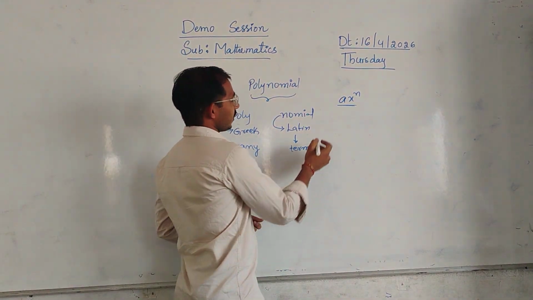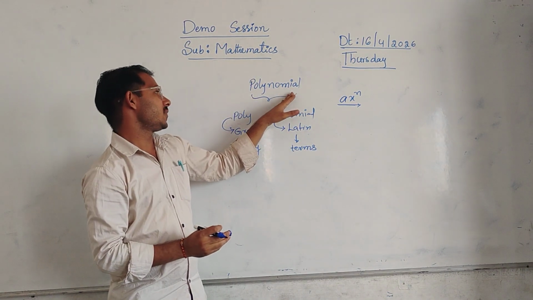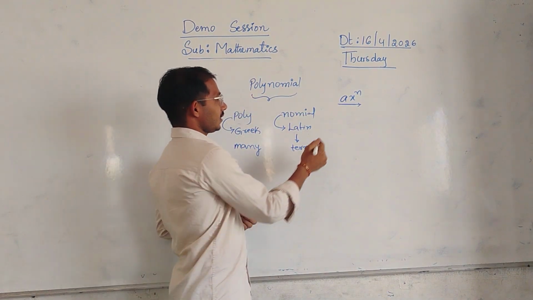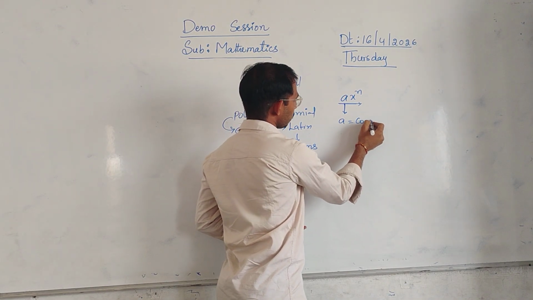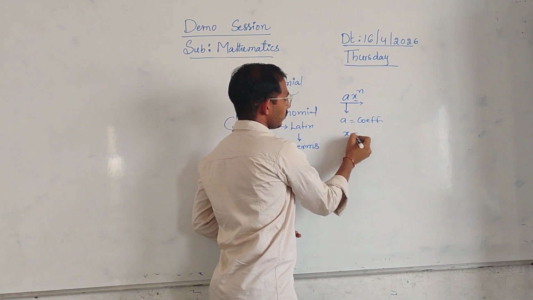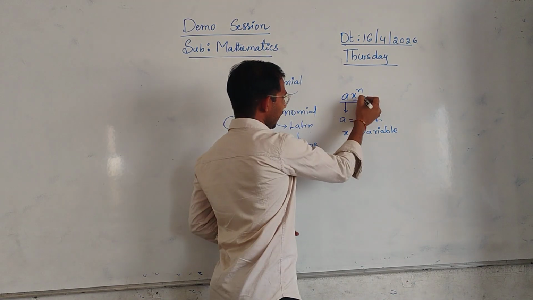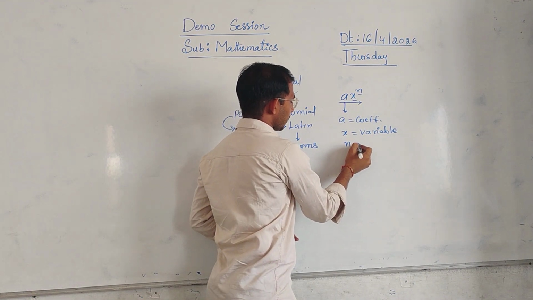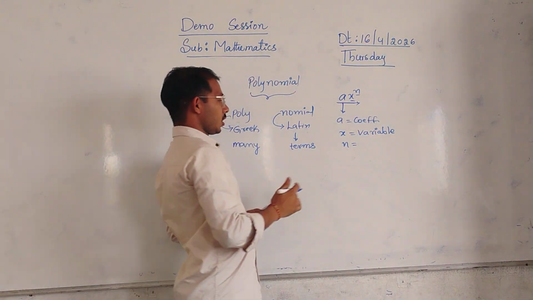A polynomial is an algebraic expression that deals with mathematics, and here a is a coefficient, x is a variable, and n is an exponent, ax power n. We have to take it as a positive number, a whole number.